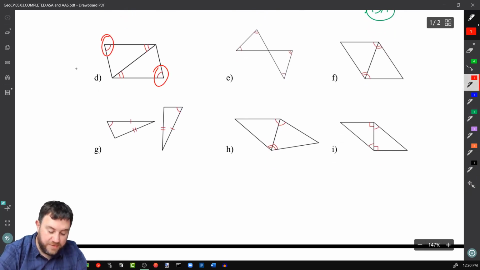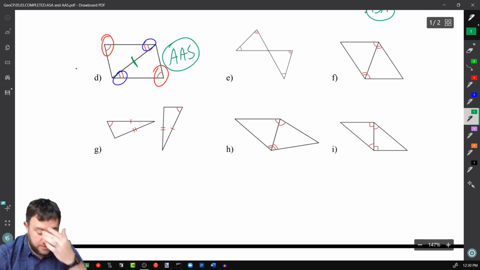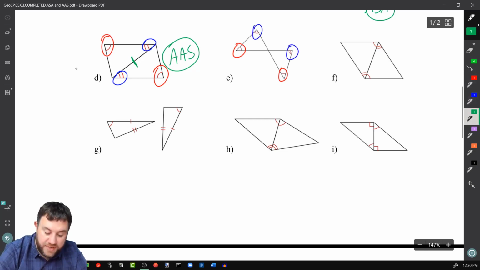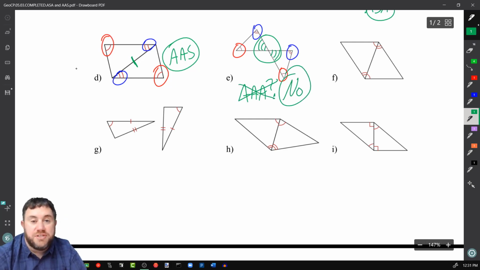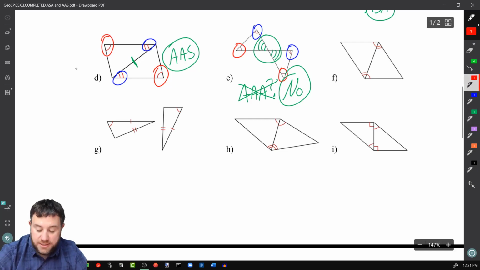For D, we've got a pair of angles there. We've got this pair of angles. The 2 triangles share a side. That side does not connect our 2 angles, so that will be AAS. For E, we've got this pair of angles. We've got this pair of angles up here, and we've got some vertical angles. So we've got 3 pairs of angles. Is AAA one of our options? No, it is not. So we do not have enough information. When you are trying to prove congruent triangles, you always have to have a side. And this one doesn't give us any sides.